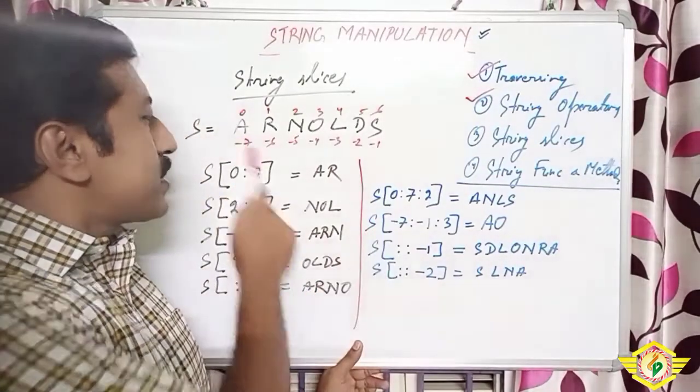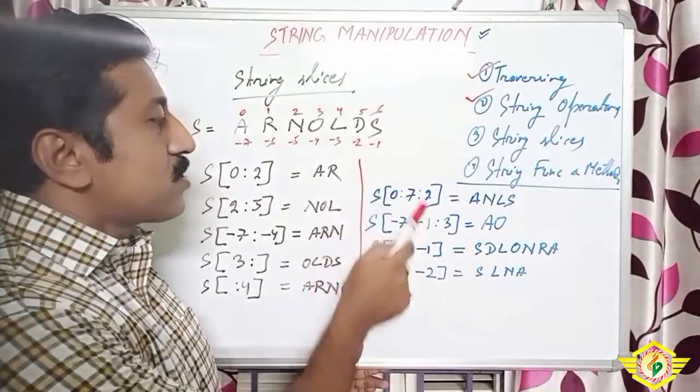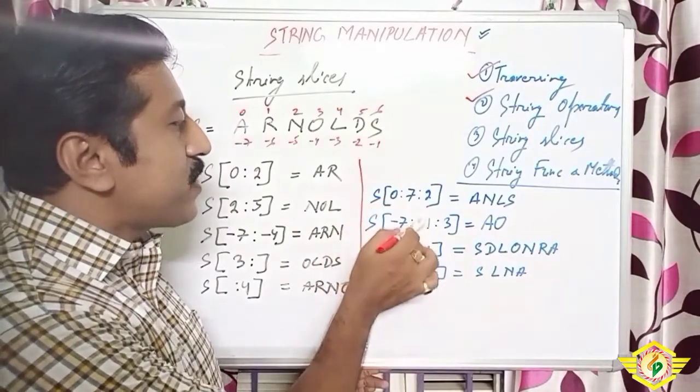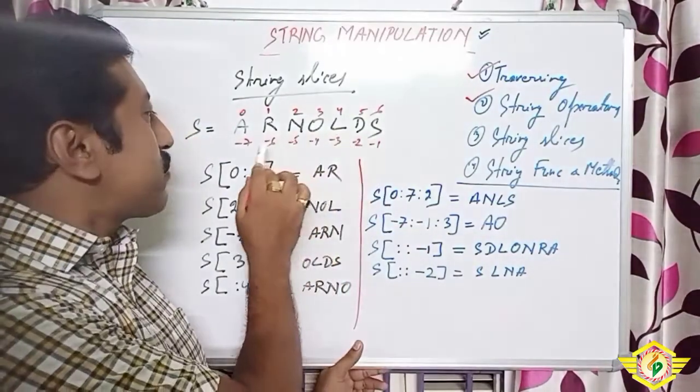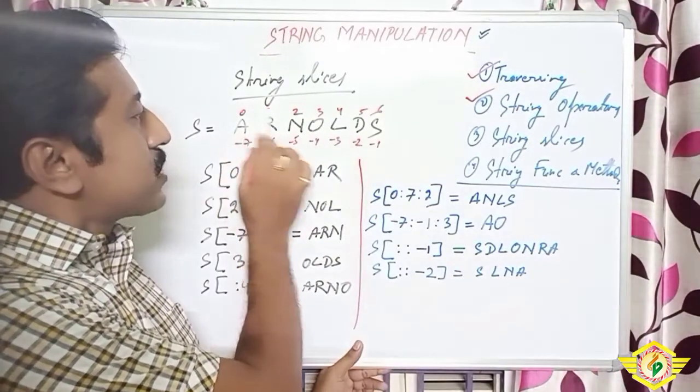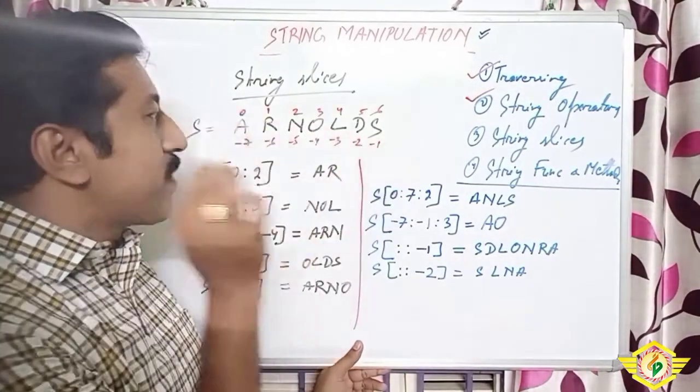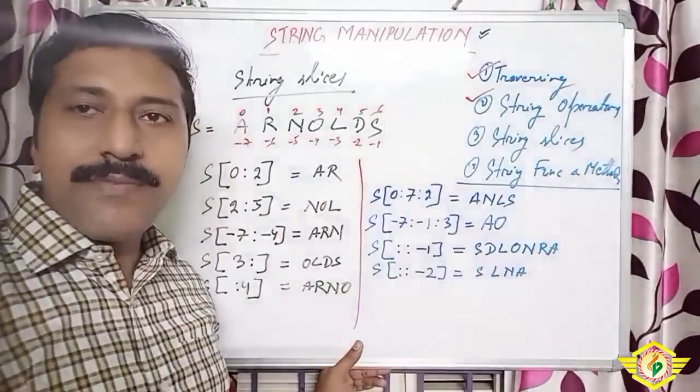Minus 7 means here, minus 1 means the last one. So minus 1 I have written means it will take till minus 2. So let us see the 3 difference. The 3 difference will be A, then O, then nothing will come. So that means A and O will be the output.